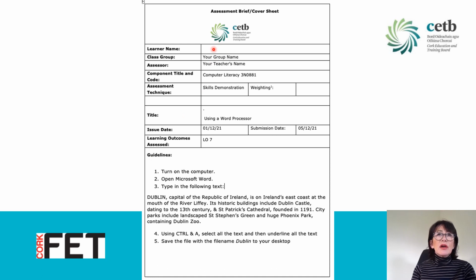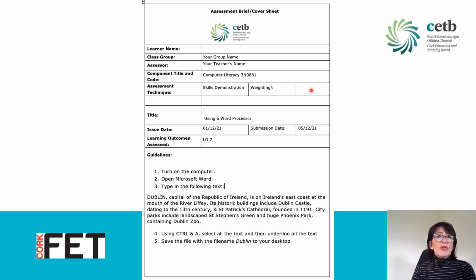The first line on an assessment brief is a place for you to write your name. Below your name, your assessor will have written the name of your class group, and below that, your assessor's own name. The component or subject area will then appear with a code which is used by Cork ETB to distinguish between different components. The assessment technique tells you whether it's an assignment, skills demonstration, or portfolio.